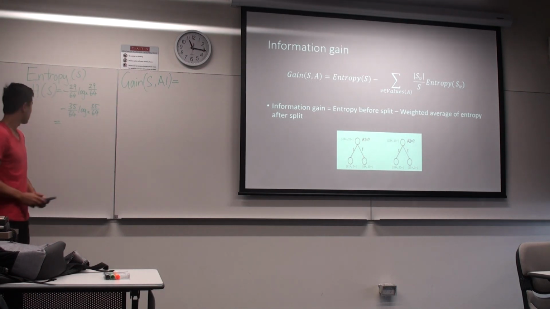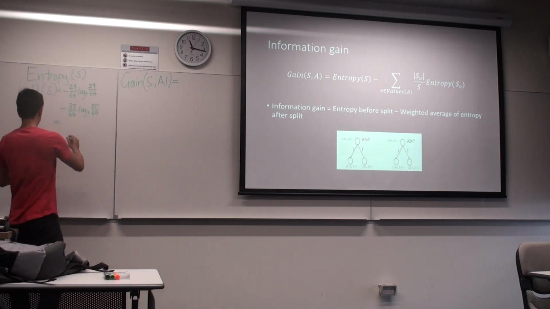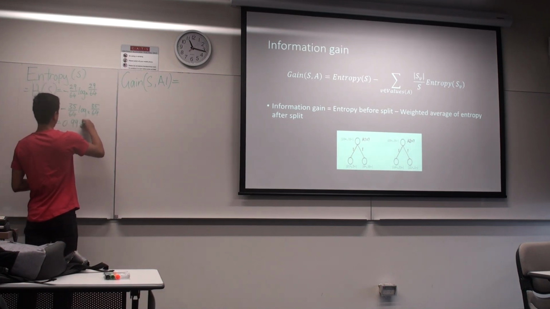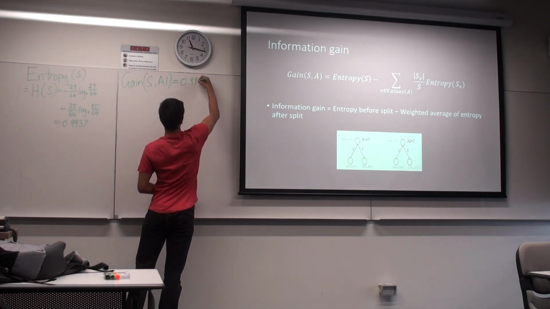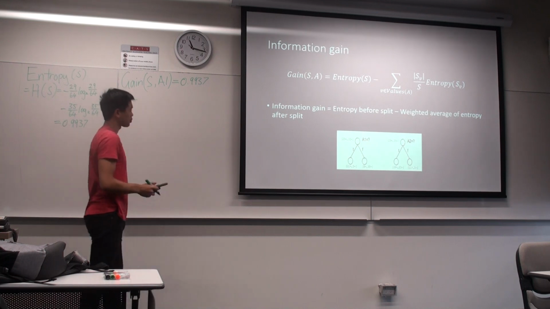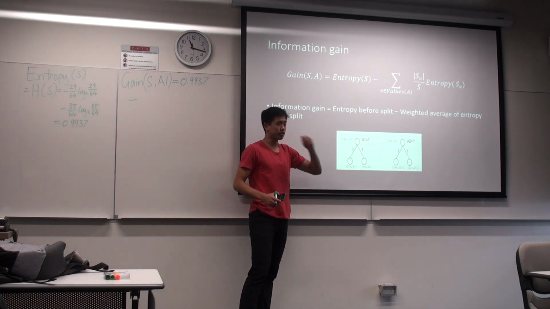and I'm just going to put that in my calculator, 64. Feel free to verify this in case you get it wrong. So I get 0.9937. So this will equal 0.9937 minus. Now we have to consider all the possible values the split produced. In this case there are 2.